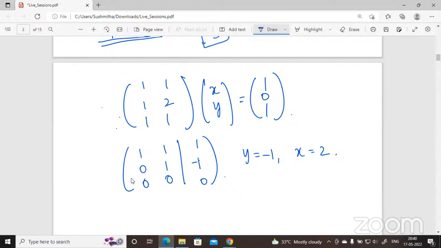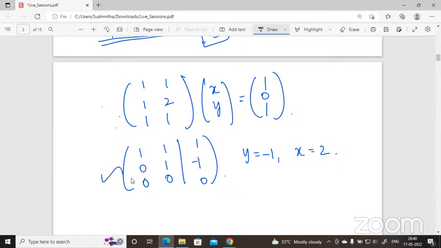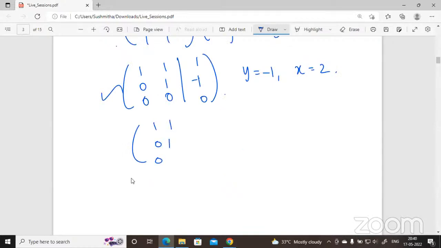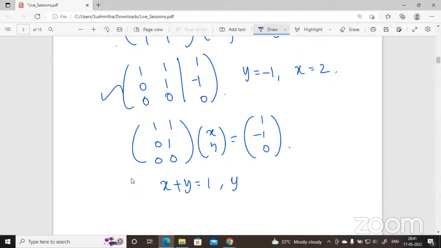Yeah, you will study how to do that when you study rank. Just by looking at it, you can tell. But currently, you just substitute. So this is my reduced system, which means 1, 1, 0, 1, 0, 0, x, y is equal to 1, minus 1, 0, right? So what does this give you? x plus y is 1, y is minus 1. So substitute this here, you will get the value of x. So you have a unique solution. After solving, we can say that. Just by looking at it, you have to wait 1 more week.